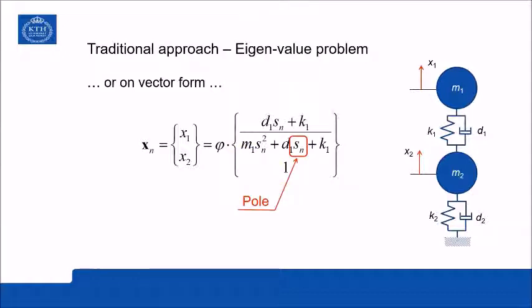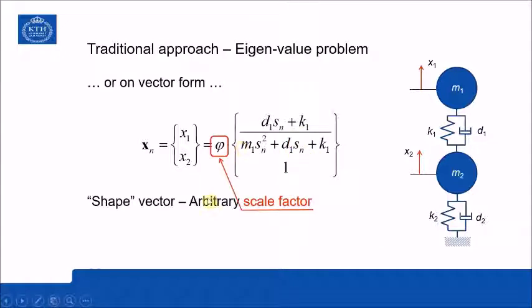So here we have the pole, and this phi here is an arbitrarily chosen scale factor. So we have a shape vector here, an eigenvector or shape vector, that gives the relative size of the components in the vector. So the factor in front is a scaling factor that can be chosen in any way you wish.